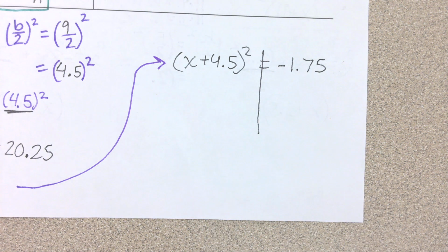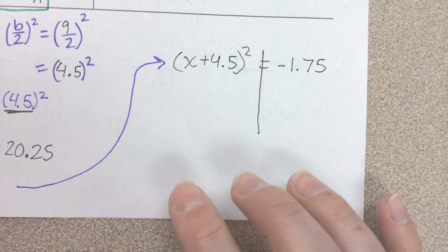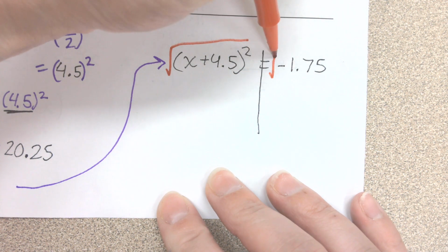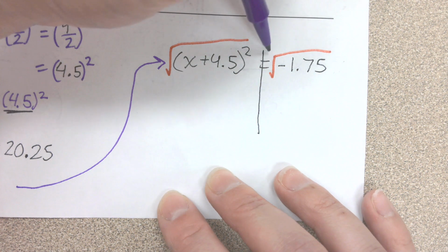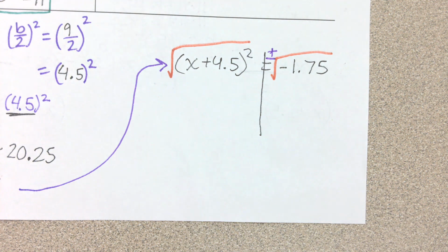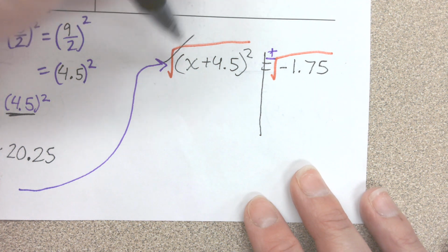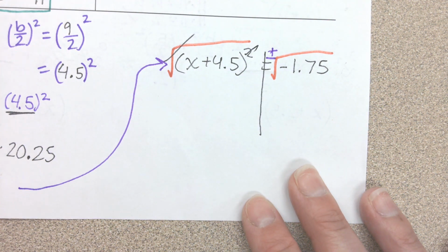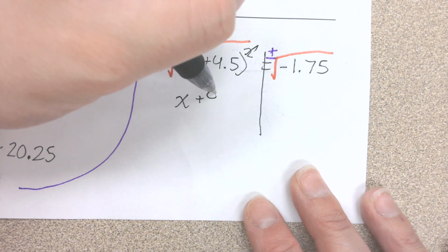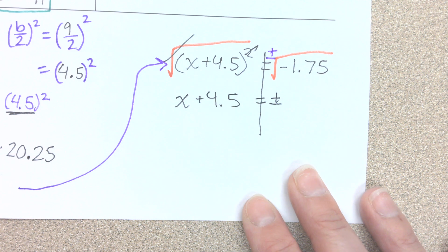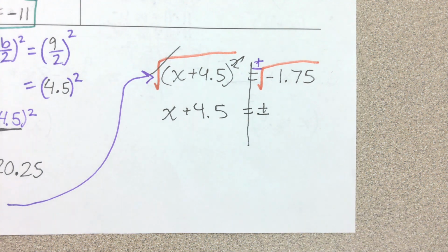Couple more steps and we're going to be done. Just like before, first thing we need to do is get rid of that square, so I'll square root both sides. Don't forget that important plus or minus in the front. Square and square root are going to cancel each other. So we have x plus 4.5 equals plus or minus. I need to fix something here before I just copy that down.